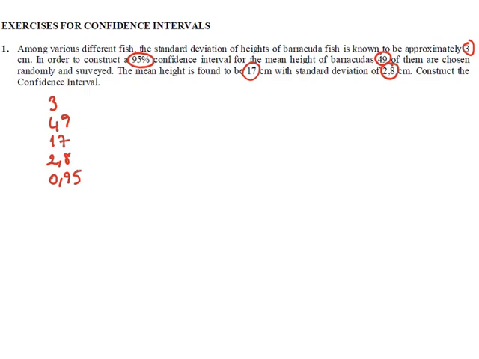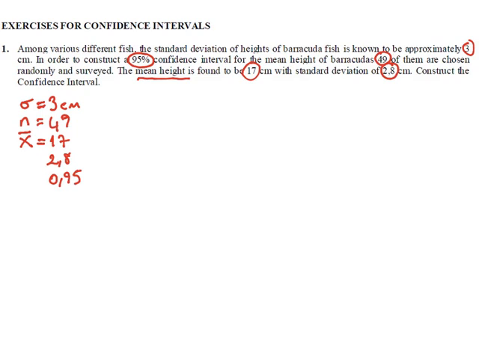So, first of all, since it says that among various different fish, the standard deviation of height, 3 centimeters is a standard deviation. Is it population or sample? Since it is previously known, we can say that it is population standard deviation, which is sigma. How about 49? 49 is our sample size, which is n. How about 17? 17 says that it's mean height, so mean height of the sample, which is x bar.